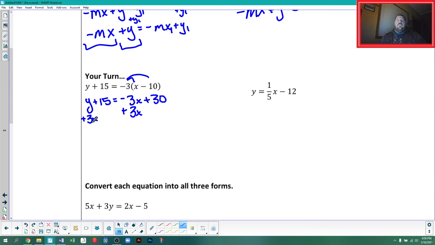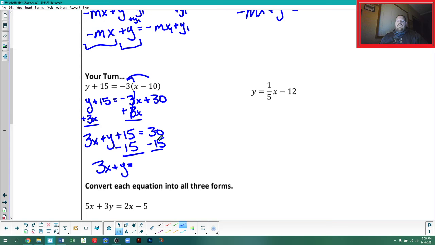So here you can see, like this right here is my m times x1. It was ugly up above, but here it's just a single number. So over here, the 3x's cancel, and I get 3x plus y. Oops, we still have our plus 15 there. Plus 15 equals 30. Now I want to move that 15 over. I'll subtract 15. And 3x plus y is going to be equal to 15.